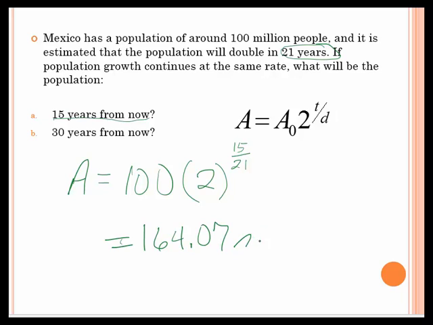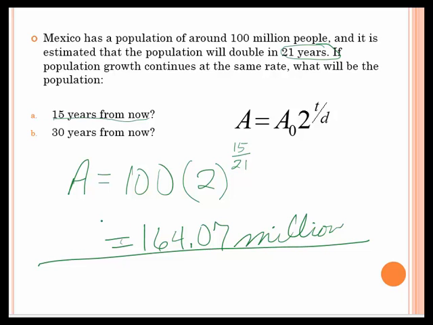And remember, this is in millions. So we have about 164.07 million people in Mexico 15 years from now, would be the prediction. How about 30 years from now? Well, if the doubling time is 21 years, then it's going to be more than 200 million, because it is going to double after 21 years, plus there's going to be more people between the 21st and 30 years.